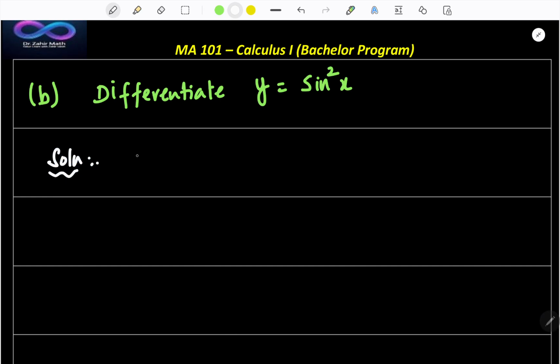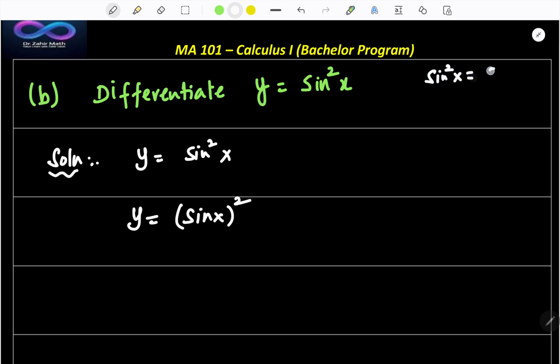The next question is what? y is equal to sine square x. Okay. Can I write this as y equal to (sine x) the whole square? Yes, of course we can write it, because sine square x is nothing but sine x times sine x. So we can write it as (sine x) to the power of 2. Clear?